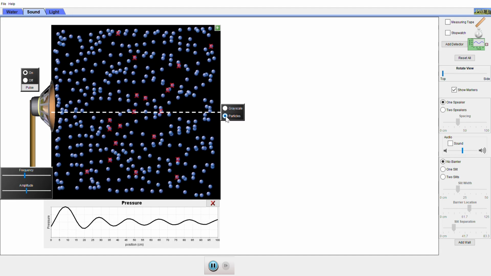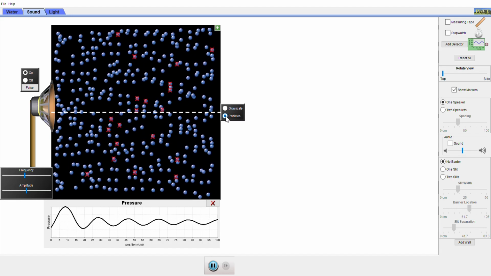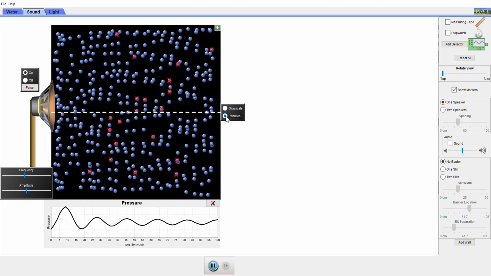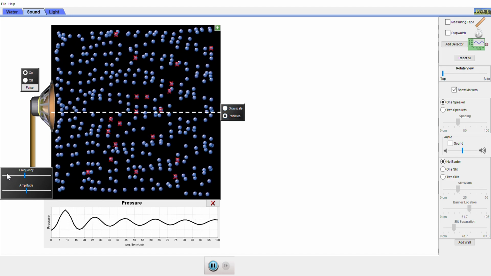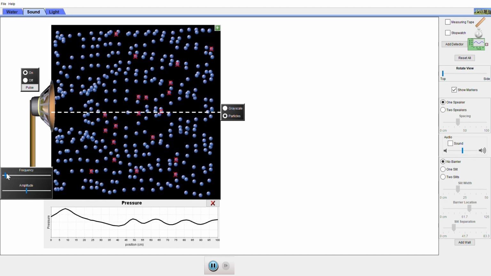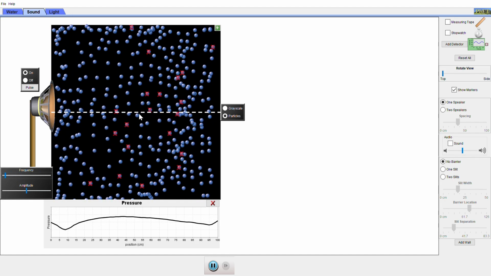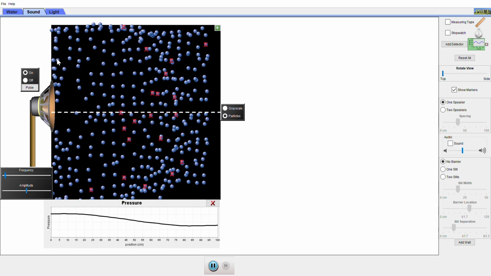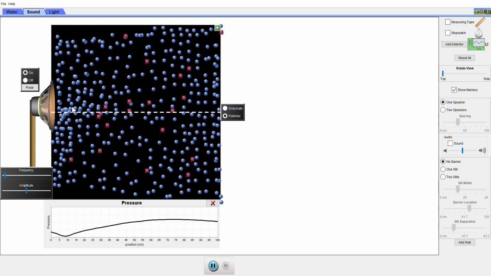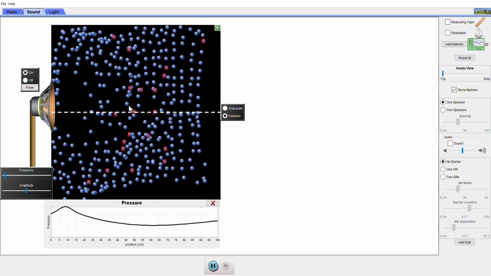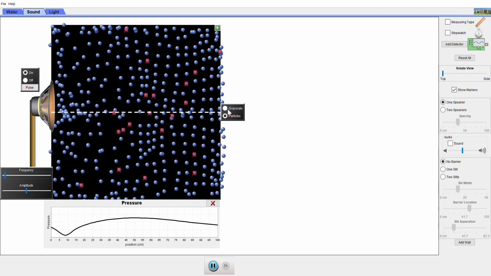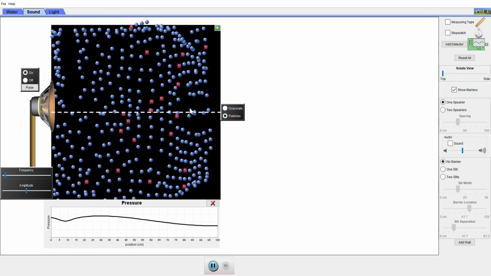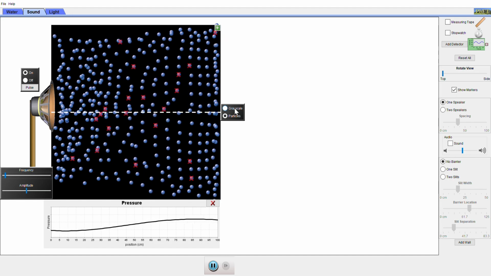So let's say each one of these particles represents a molecule in the air. It could be oxygen or nitrogen or whatever. Let me turn the frequency back down because it's easier to see. When you see a wave that moves through the room, you can follow it as it moves across. It's the compression that is the wave, right? Where the molecules are closer together. And you can see that it moves to the right.